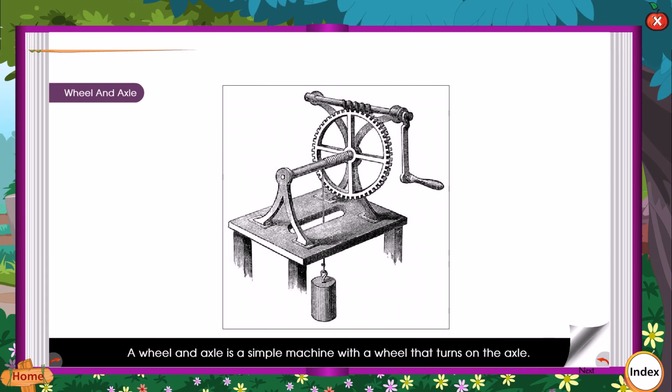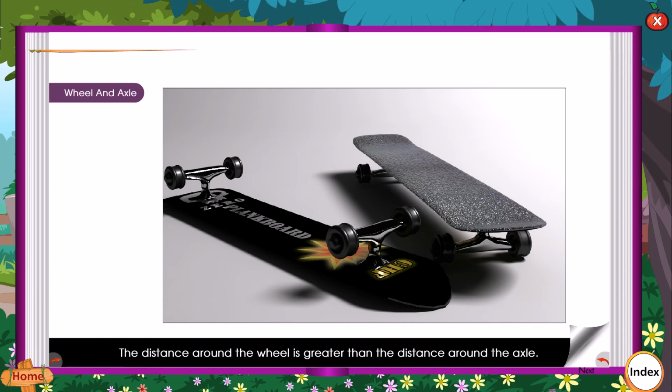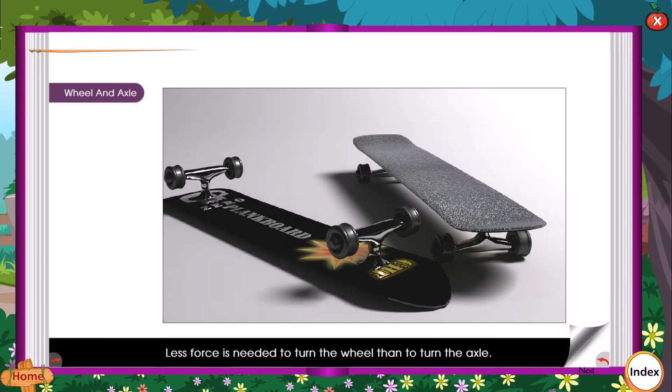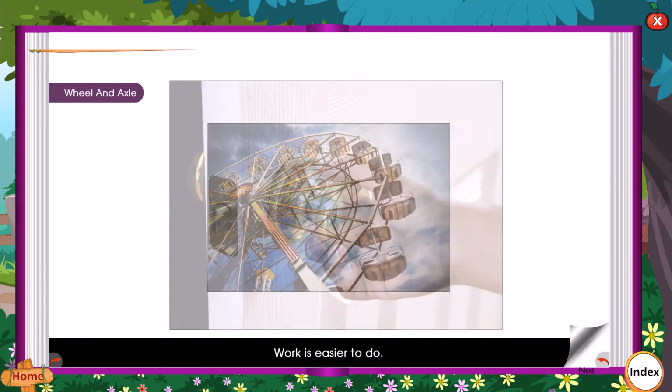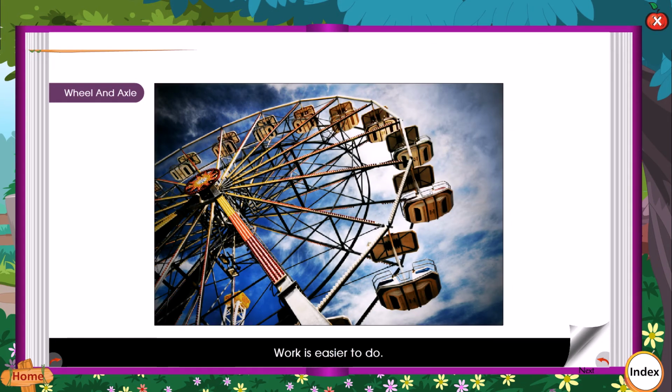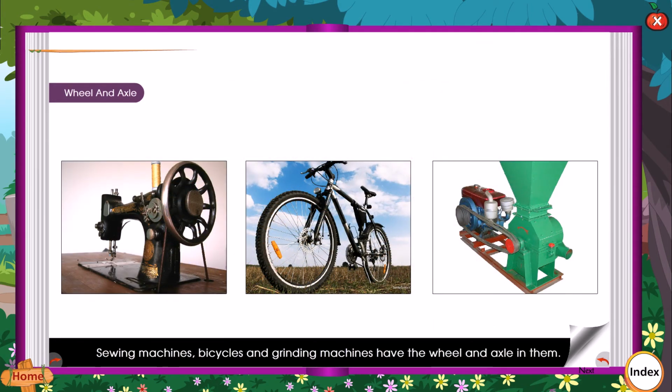Wheel and axle. A wheel and axle is a simple machine with a wheel that turns on the axle. The distance around the wheel is greater than the distance around the axle. Less force is needed to turn the wheel than to turn the axle. Work is easier to do. Sewing machines, bicycles and grinding machines have the wheel and axle in them.